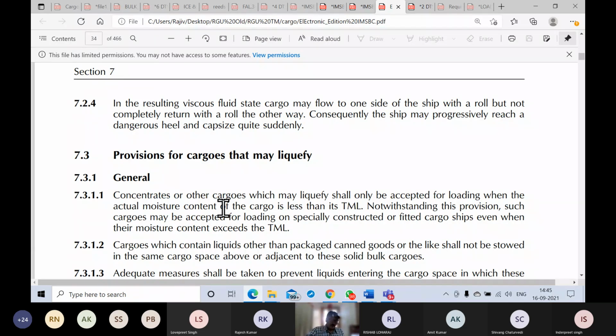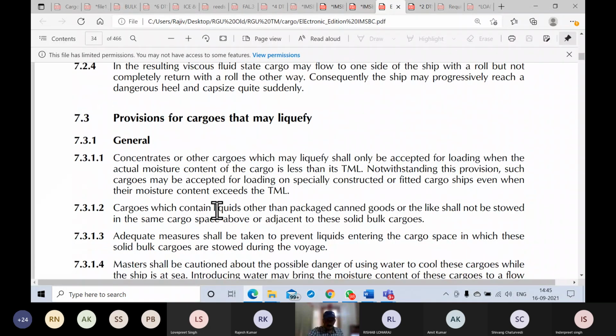So, when we have seen that it is classed like this, as Group A cargo, then concentrates and other cargoes which may liquefy can only be accepted for loading when the actual moisture content of the cargo is less than the TML. Only then. Or you may have shifting boards installed in the cargo hold to allow loading, but definitely it will still be a concern if the moisture content is exceeding the TML.